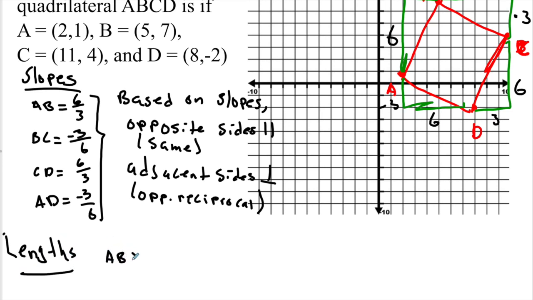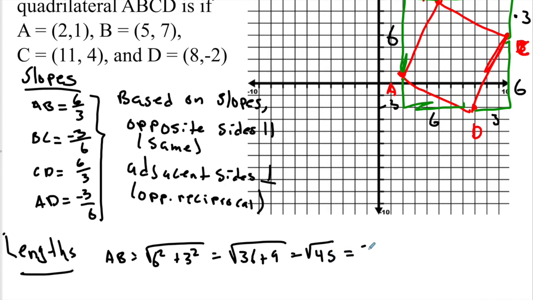So AB is the square root, and you need to be very rigorous here. 6 squared plus 3 squared. So that's 36 plus 9. So that's 45, which is 3 square root 5, because this is 9 and 5.